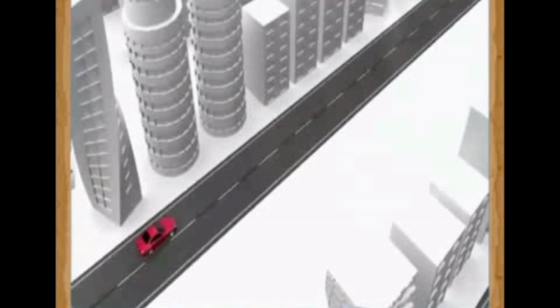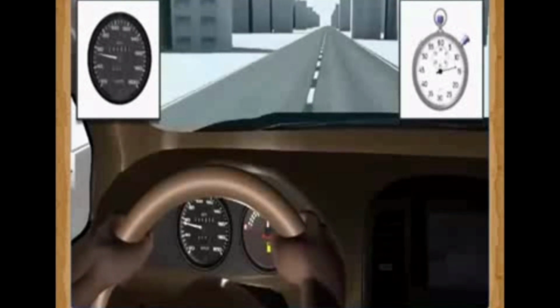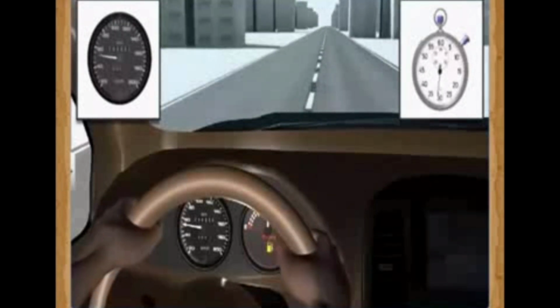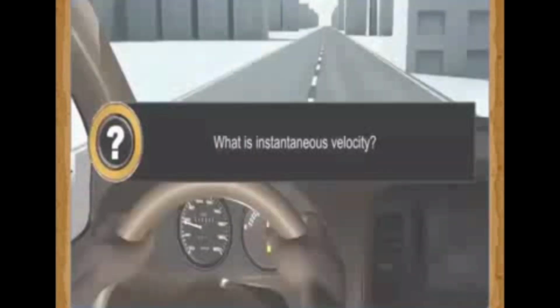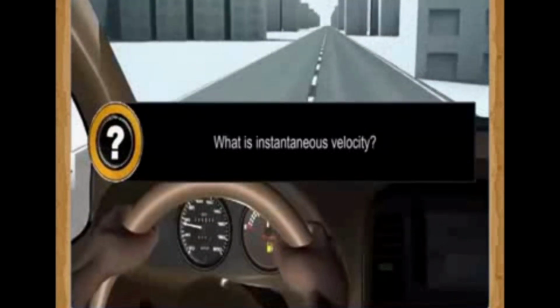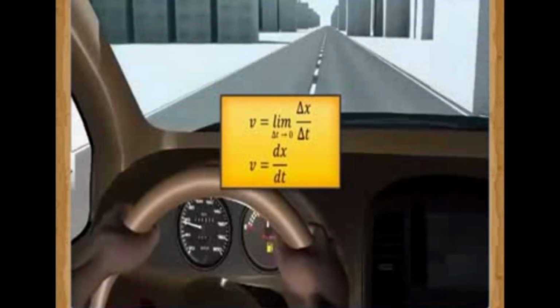Suppose nobody is on the road, it will move with a constant velocity of 50 kilometers per hour. So the magnitude of the velocity is varying. Speed indicates only the magnitude, but velocity indicates the direction also. So it is not constant; it varies depending on the time period. So we can calculate the instantaneous velocity.